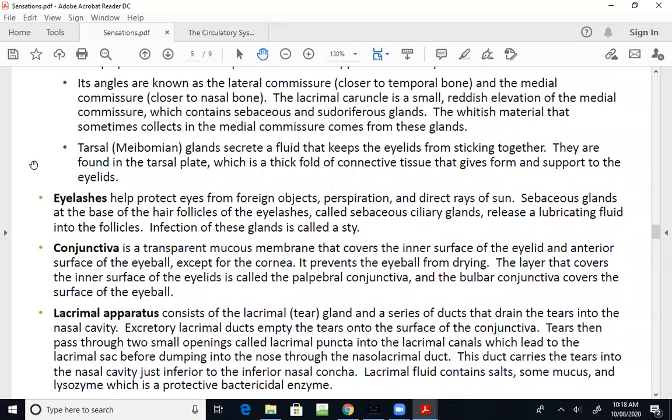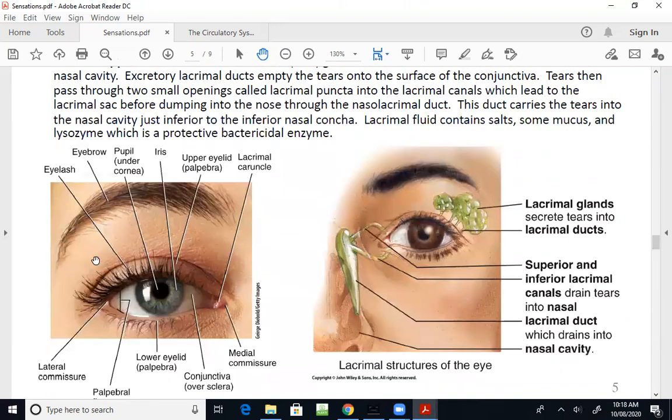Associated with our eyelids are also what we call tarsal or meibomian glands, which I can't show you in the picture at the bottom because they're way too small. But they secrete a fluid that keeps our eyelids from sticking together, found in what's called the tarsal plate, a thick fold of connective tissue that gives form and support to our eyelids. So the tarsal plate would be where the eyelashes extend off.